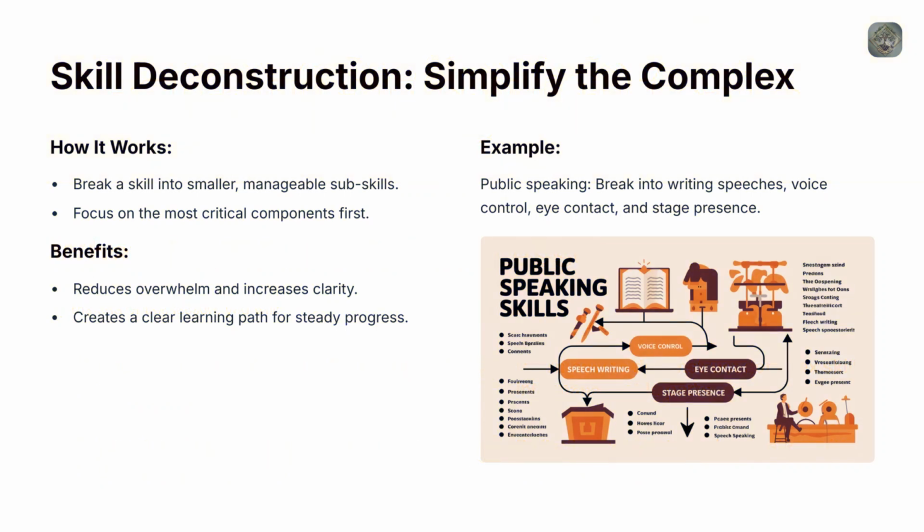Skill deconstruction is about breaking a complex skill into smaller, manageable parts. This reduces overwhelm and helps you focus on the most critical components. For example, if you're learning public speaking, you can break it into sub-skills like writing a speech, voice control, and stage presence. Start with the sub-skill that will give you the quickest win, like voice control, and build confidence as you go. Deconstruction provides a clear path forward.